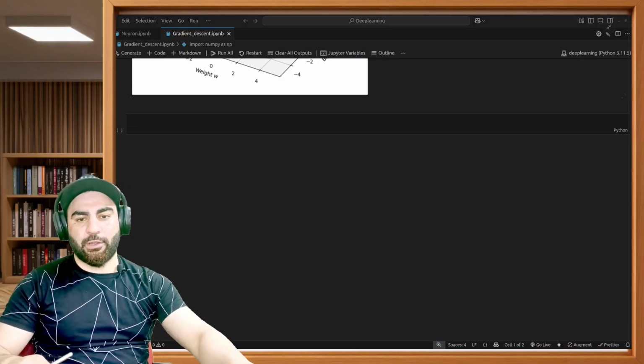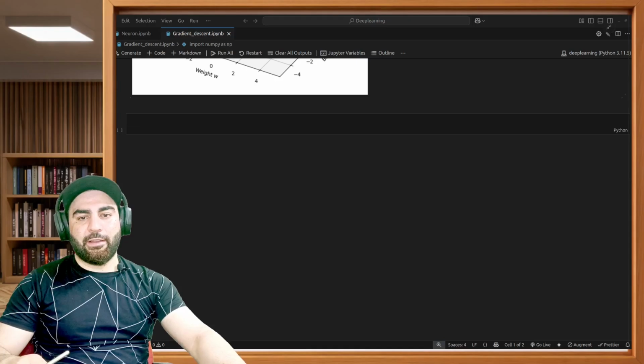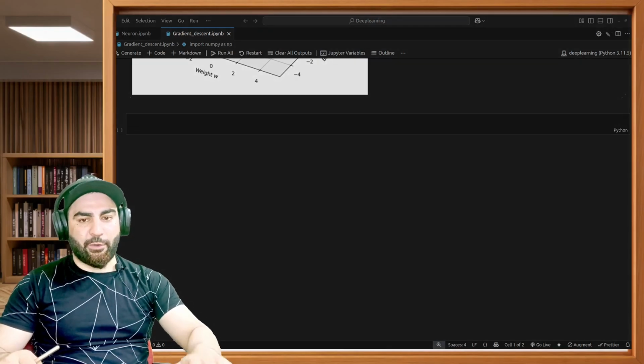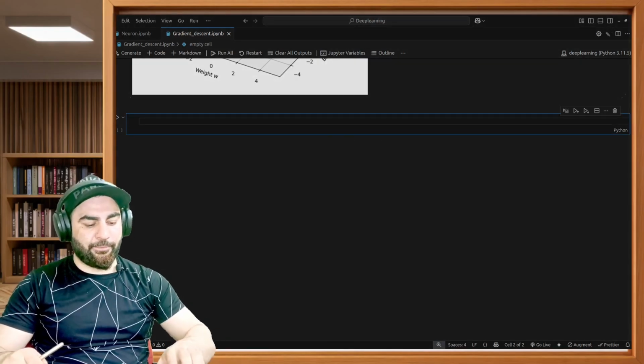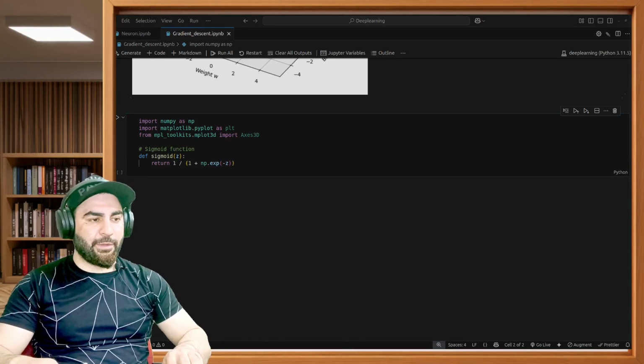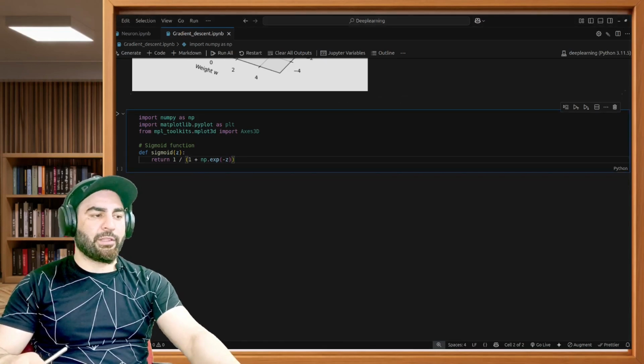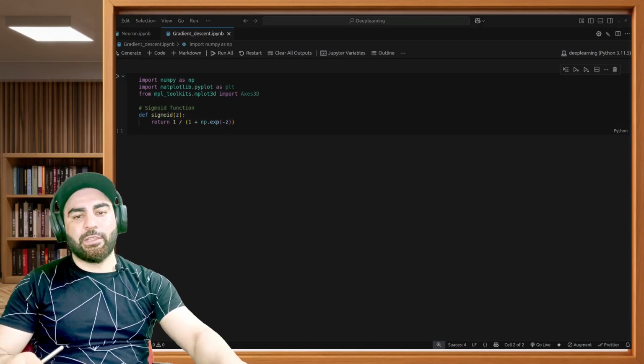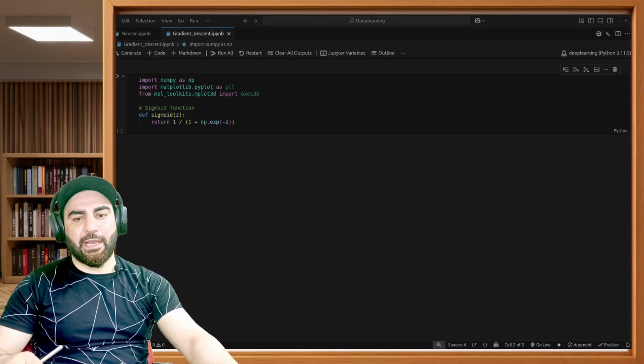Now starting with the code. Again, I will import and write sigmoid. I believe it's visible. So importing this and defining sigmoid, and then I'll again do the same thing. I'll compute the MSE.